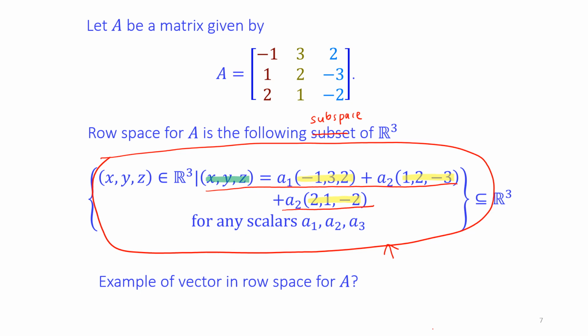Therefore, one example is we consider a1 as, let's say, 1. We consider a2 as 2. And let's say a3 as 0. So one example is minus 1, 3, 2 plus 2, 4, minus 6 plus 0, 0, 0. And we are going to have 1, 7, minus 4. So this is an example of a vector in the row space for A.